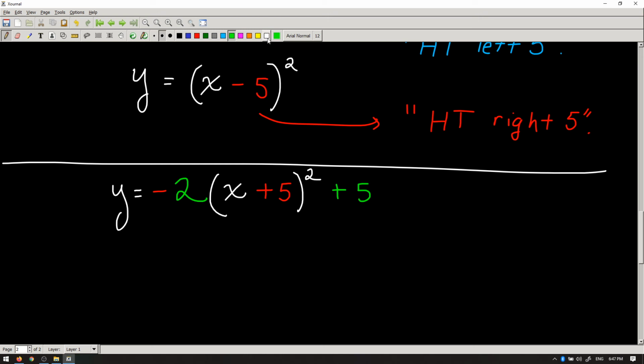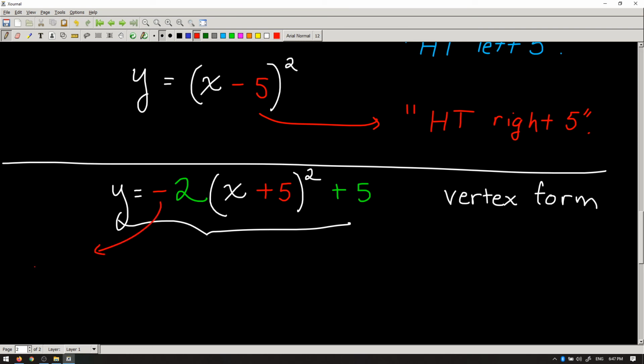You see, this is called the vertex form of a quadratic relation. So the vertex form is essentially taking the original curve, the base curve, y equals x squared, and applying a series of transformations to it. That's basically what it is. So for example here, I've reflected the base curve down. Over here, I've vertically stretched it after reflecting down.